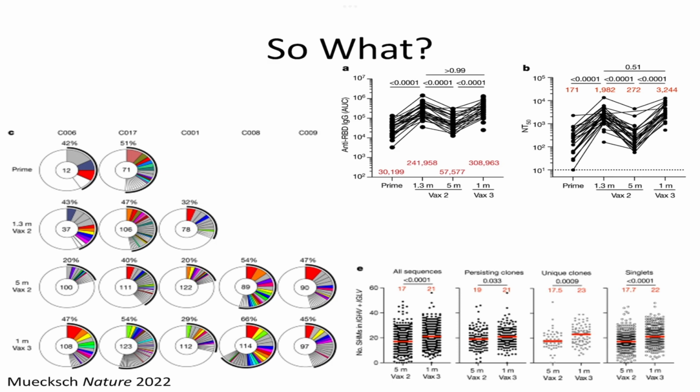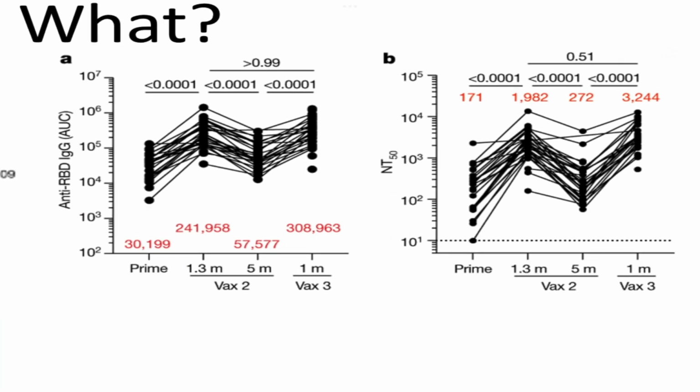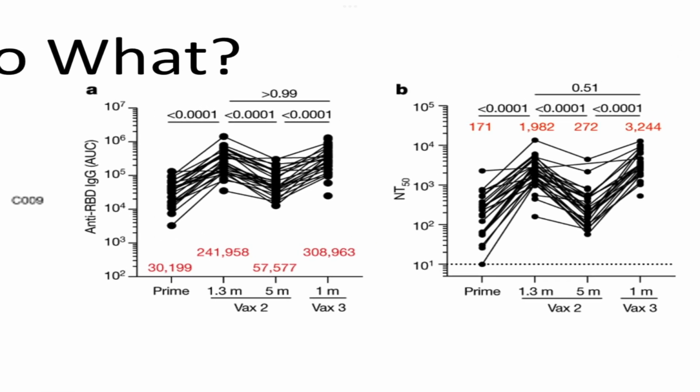And so these data are part of what we've seen. First, I'm going to show you part of this figure. Here, researchers were looking at the amounts of IgG that were produced in people who had gotten just the first shot of an mRNA-based COVID vaccine, people who got a second shot, either at 1.3 months after the first shot or at 5 months, and people who got a third shot.